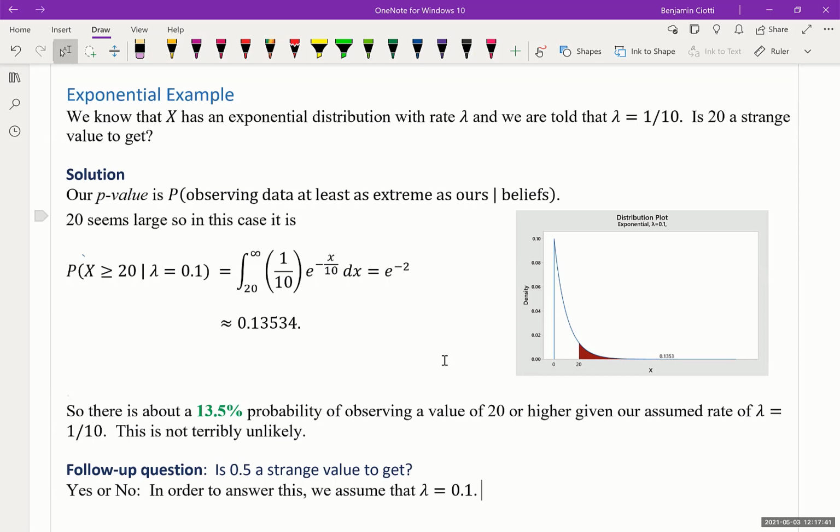Not getting a lot of responses. In order to answer this, with this same example, in order to answer the question of whether 0.5 is a strange value, we do assume what we've been told. So yes, for now. What you do is you assume it, and then you see what conclusions can be drawn. Later, we would see that this is the so-called null hypothesis.